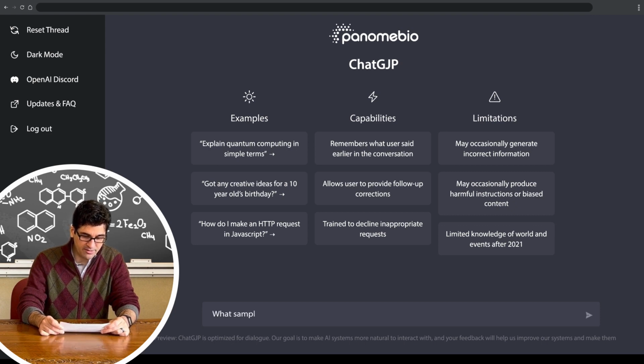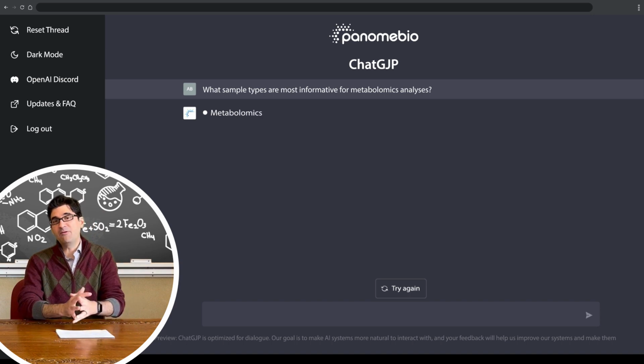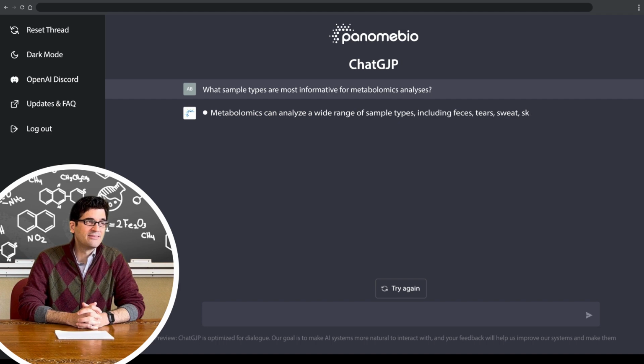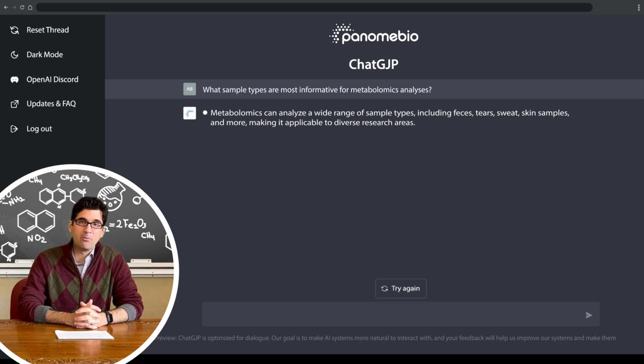The question is, what sample types are most informative for metabolomics analyses? Well, I would say one of the exciting things about metabolomics is that there are very few sample types that aren't amenable to metabolomics analyses. We've analyzed all kinds of diverse samples ranging from feces to tears to sweat to skin samples to nerves. You really would be hard pressed probably to find a sample for which you could not analyze by metabolomics.